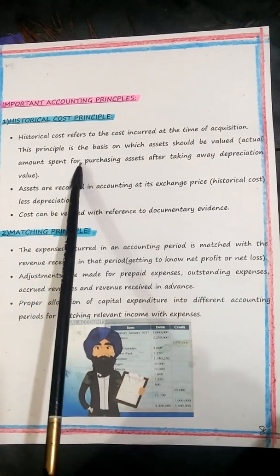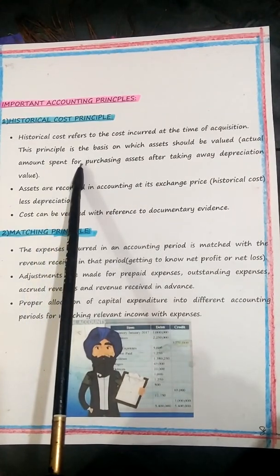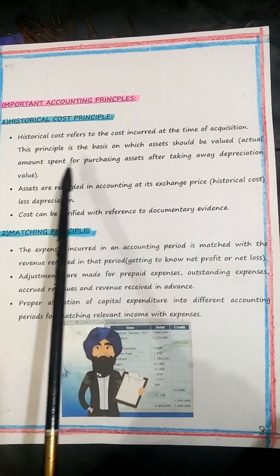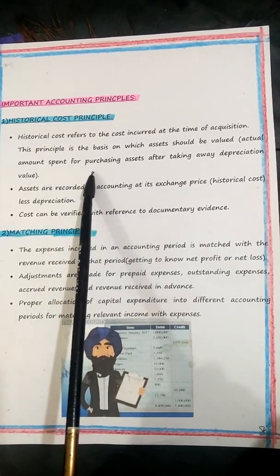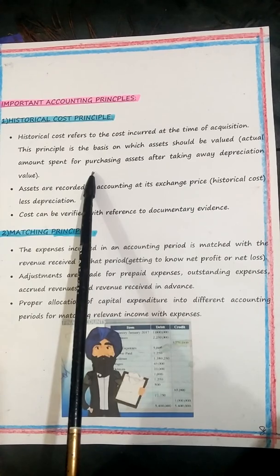Now, here one more point you can add, children. All goods and services purchased by a business must be recorded at the historical cost. So all purchases of goods and services should be recorded at historical cost.